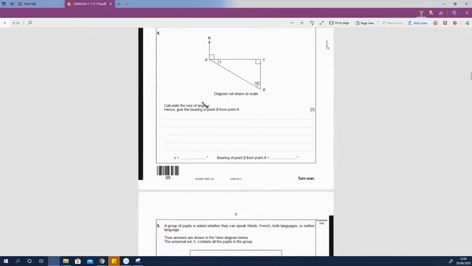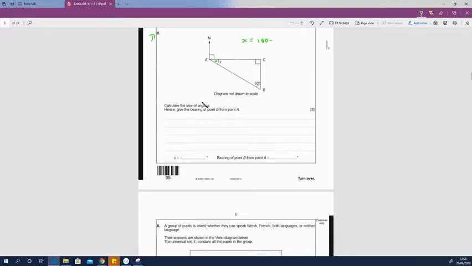Let's look at question 5. Question 5 asks us to calculate the size of angle X, this angle here, and give a bearing of point B from A. Well, first part of the question, find the size of angle X. One of the things I must remember is that the angles in a triangle add up to 180. So X has to be equal to 180.